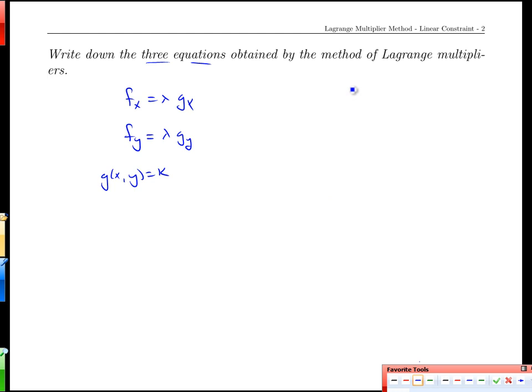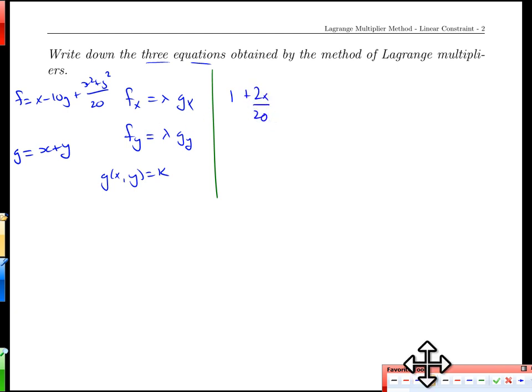So if we have our function, which was x minus 10y plus the x squared plus y squared over 20, and g is simply x plus y. Now we can fill in these values here. The x derivative would be 1, let's stick with blue. The x derivative would be 1 plus 2x over 20. That is our x derivative of f. And at the optimum only, that's going to be equal to some unknown value lambda times the x derivative of g, which is just 1.